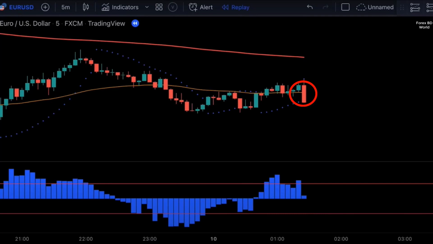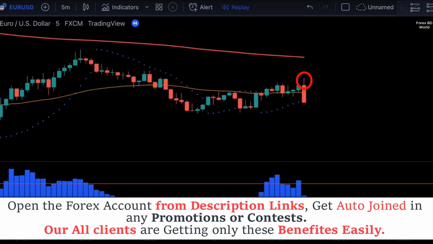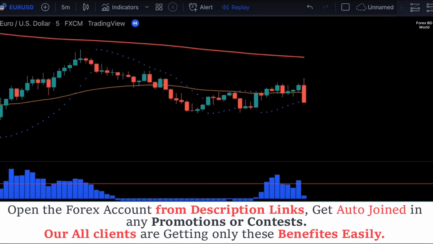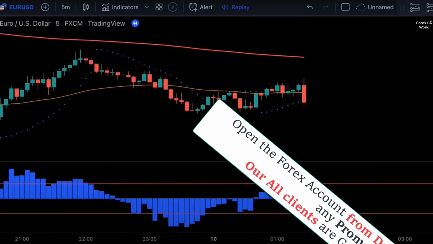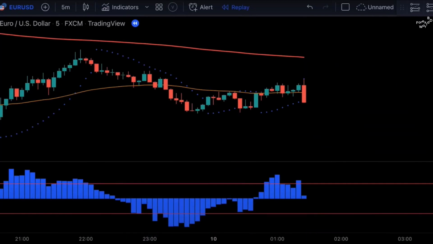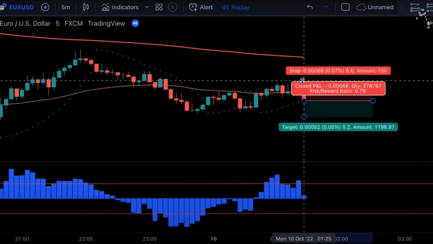Finally, if we look at the parabolic indicator, we can see that the points of the parabolic have shifted from the bottom to the top, which means that we are getting a market downtrend signal. Then we are getting the same signal in all three indicators. Then this is a perfect place to take a sell entry. You can analyze and take entries.